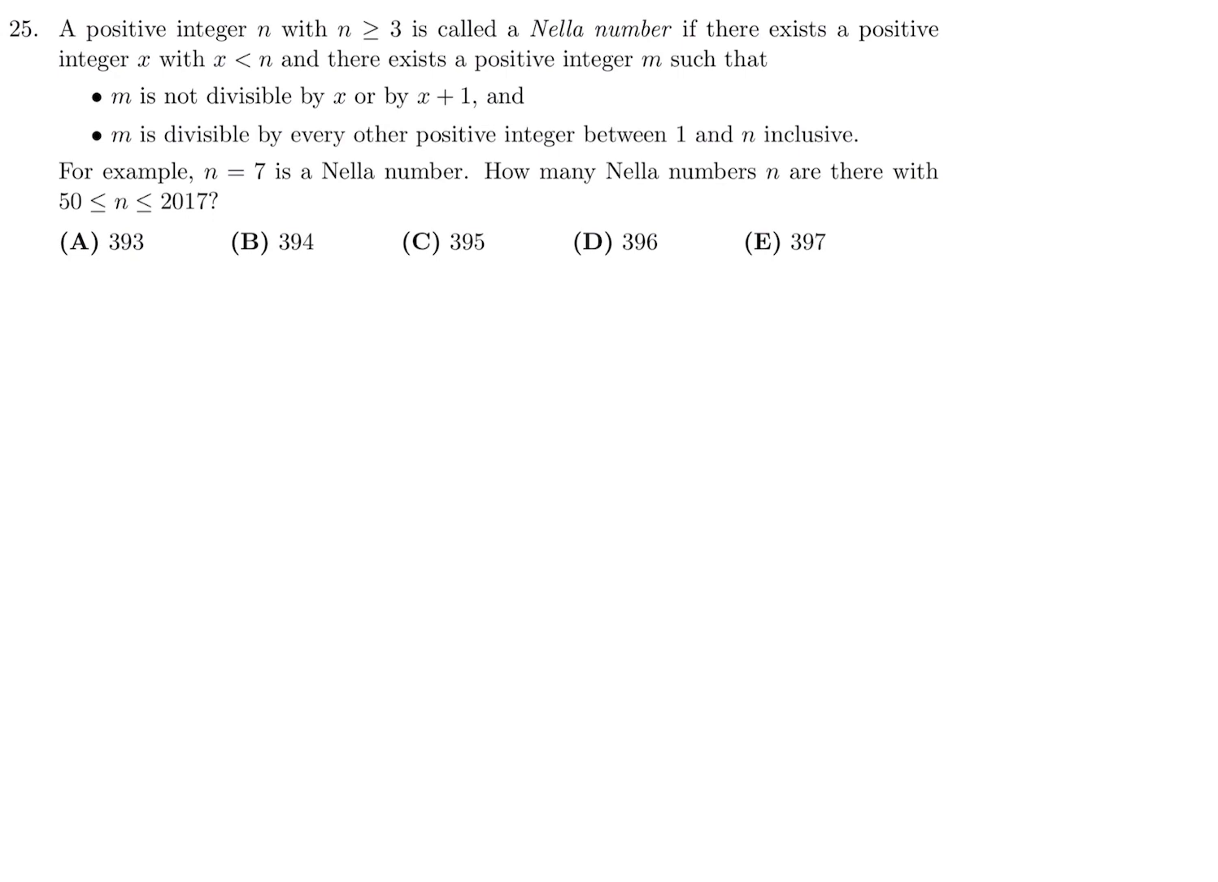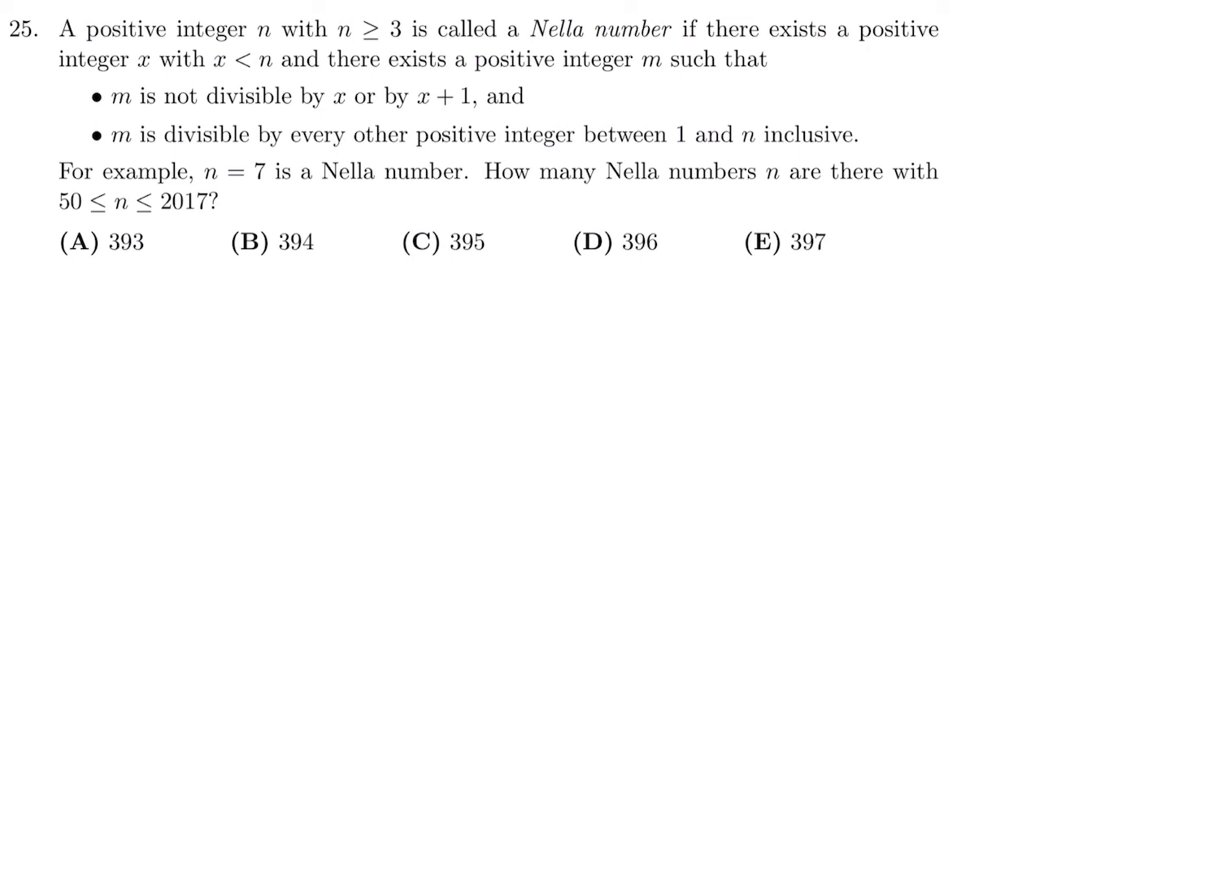A positive integer n with n greater than 3 is called a Nella number if there exists a positive integer x with x less than n, and there exists a positive integer m such that m is not divisible by x or by x plus 1, and m is divisible by every other positive integer between 1 and n inclusive. For example, n equals 7 is a Nella number. How many Nella numbers n are there with n between 50 and 2017 inclusive?